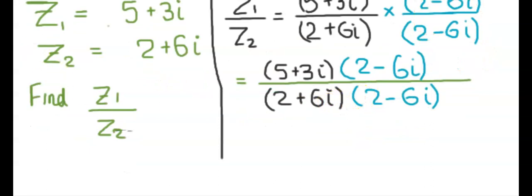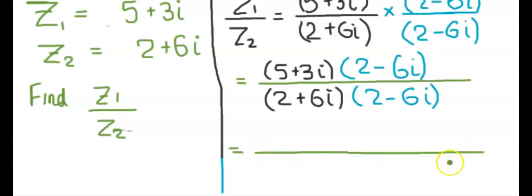Now you know how to do the multiplication. So let's focus on the denominator. Look at the denominator is 2 plus 6i. So you square the 2 plus square the 6.